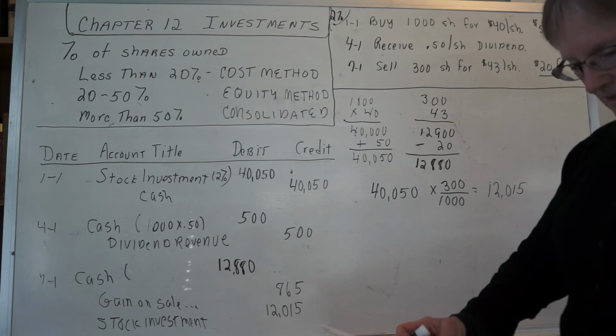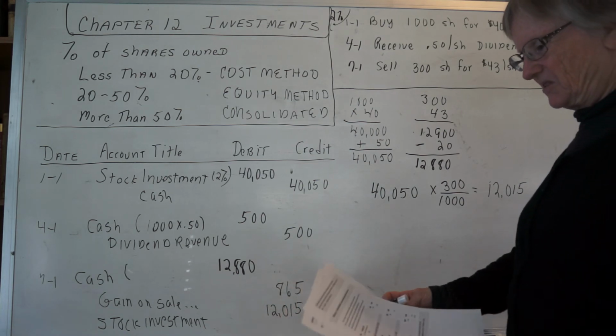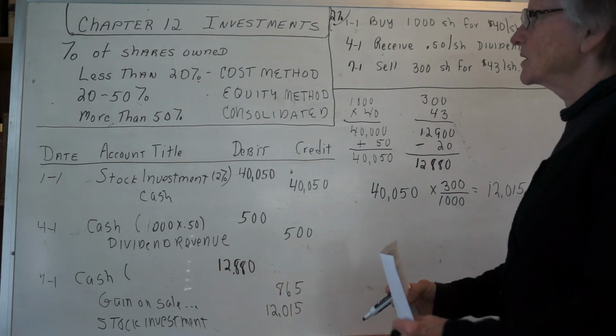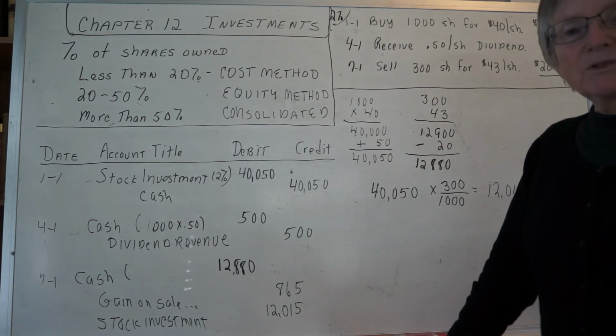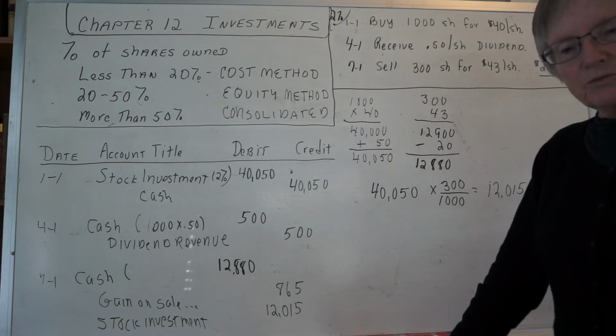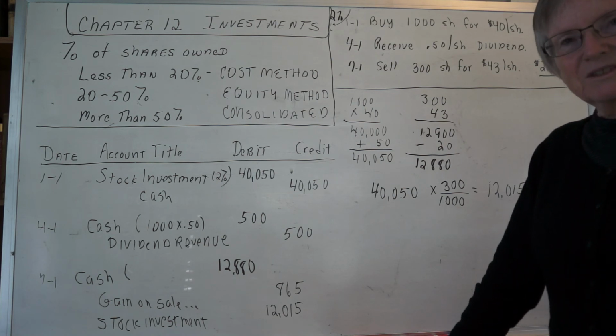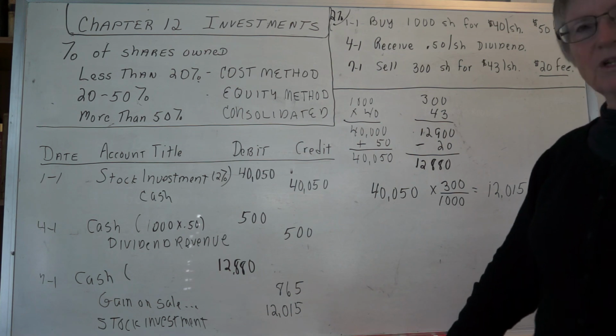Okay, so that's your basic cost method for stock investments. There's another example in the notes that I'll let you work through, and if you have questions on it, let me know. But the best thing to do is to just do a few of these, and they do start to make sense.